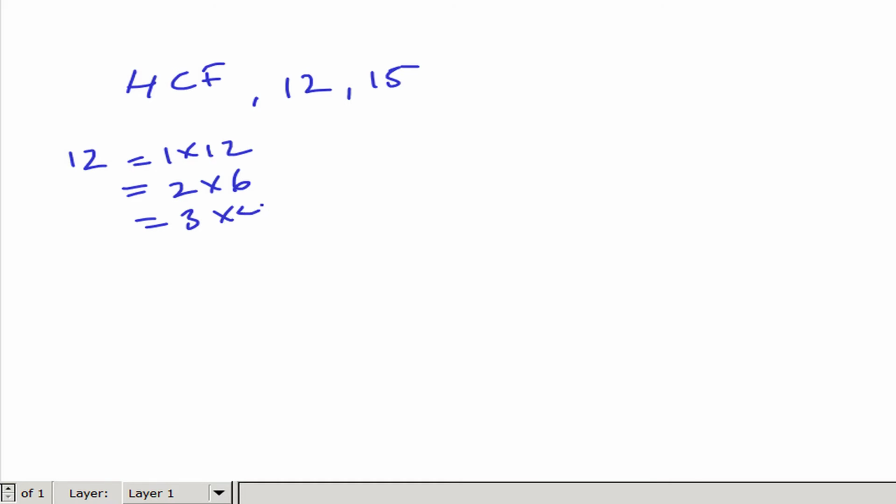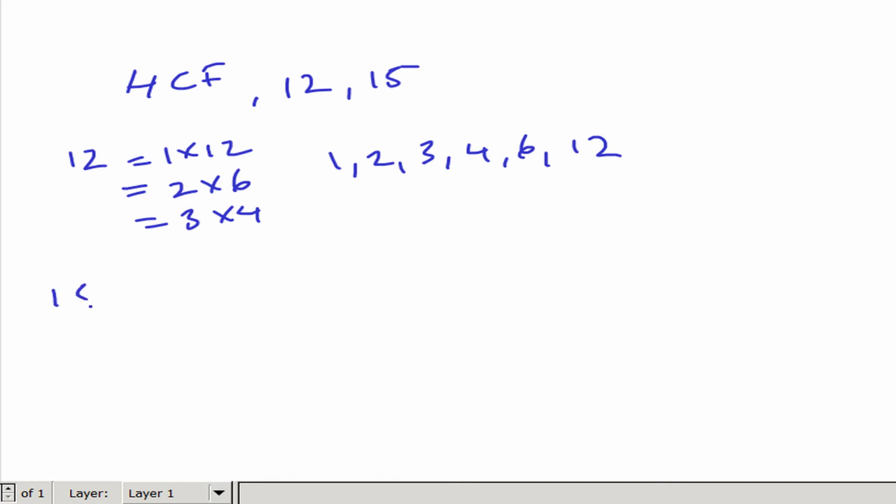How about the HCF of, say, 12 and 15? Again, let's put out the factors of 12. So 12 can be divided by 1, the same as 1 times 12. 12 can be divided by 2, 2 times 6. 3 times 4. That's it, those are the factors: 1, 2, 3, 4, 6, and 12, right?